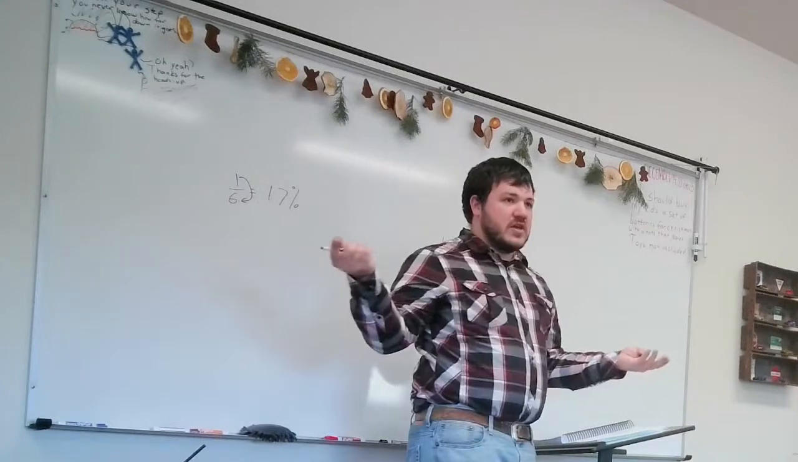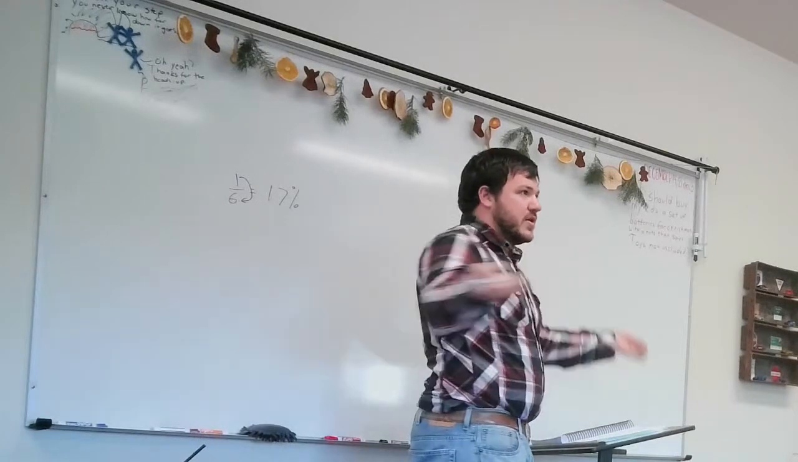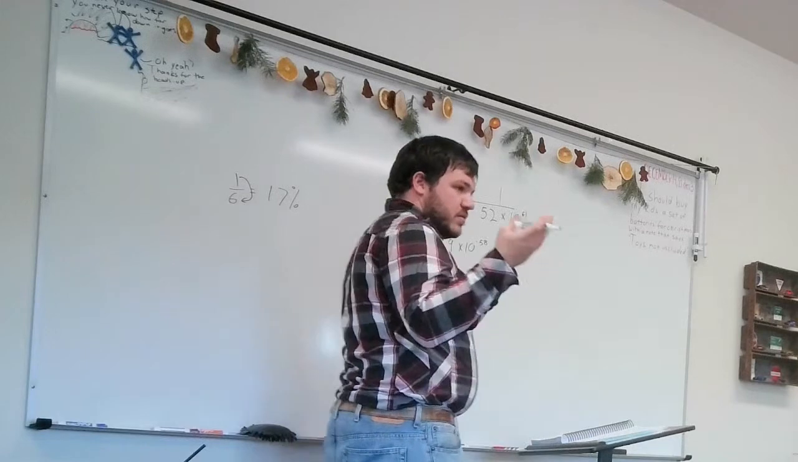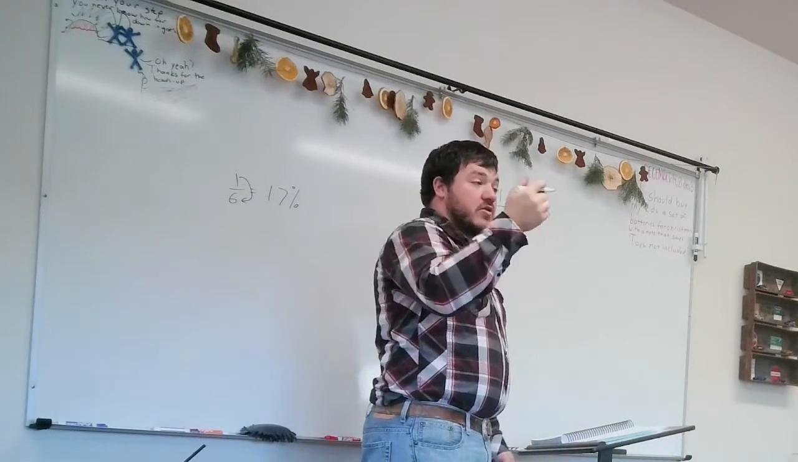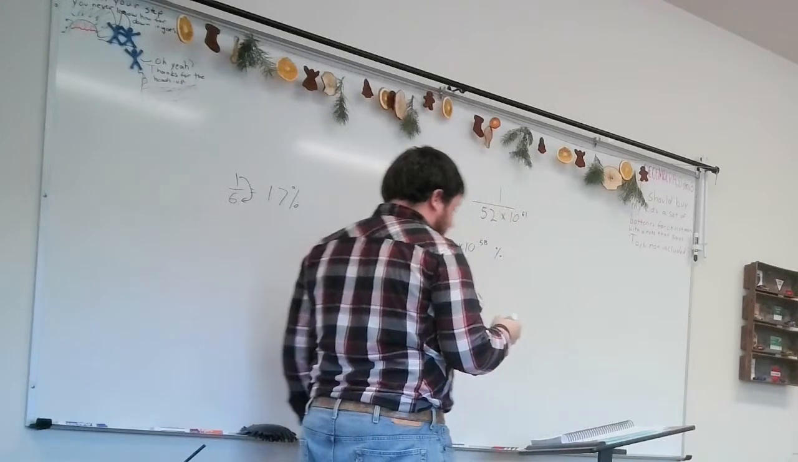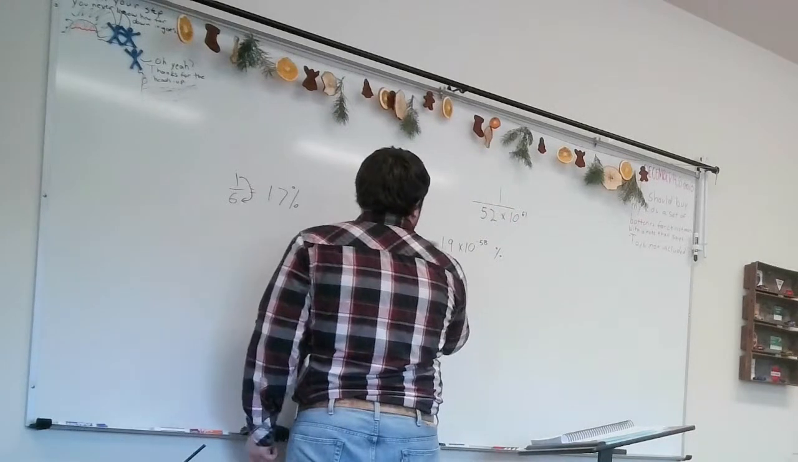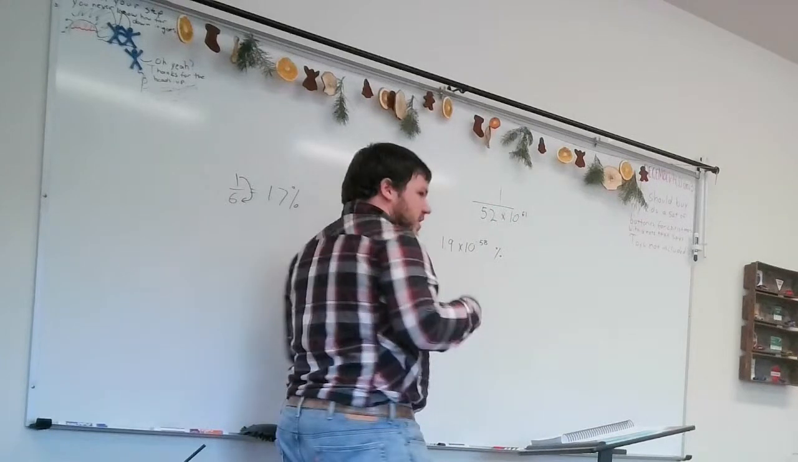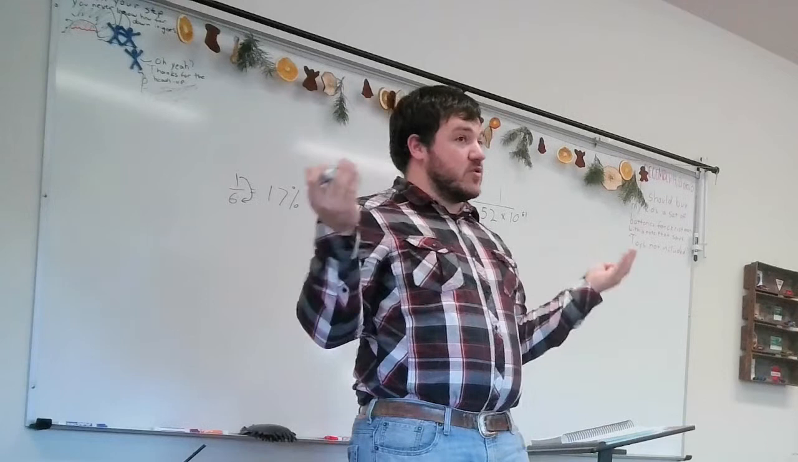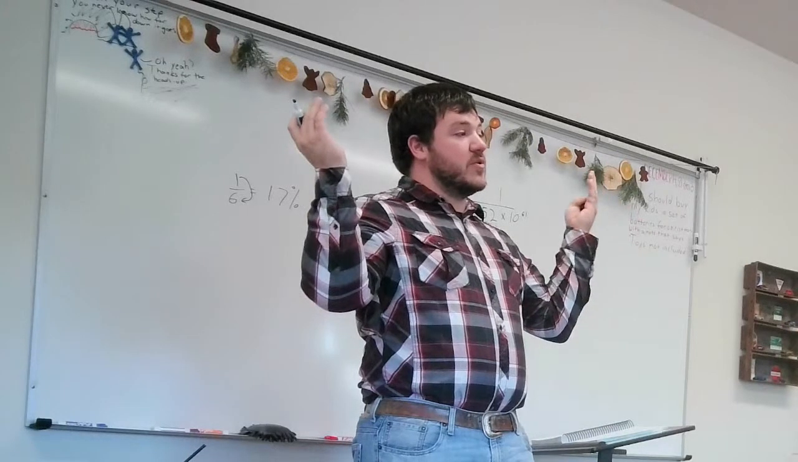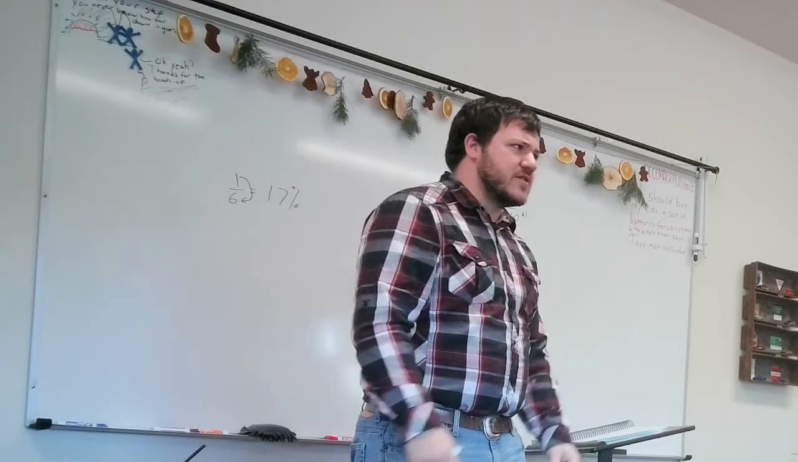The probability of rolling an even number on a dice. How many even numbers? 2, 4, 6. There's 3 even numbers over 6, and it's a half chance. So our odds are 1 to 2. There's an equal chance that we'll roll an odd as an even, so we convert that to a percent, and we come up with 50%.